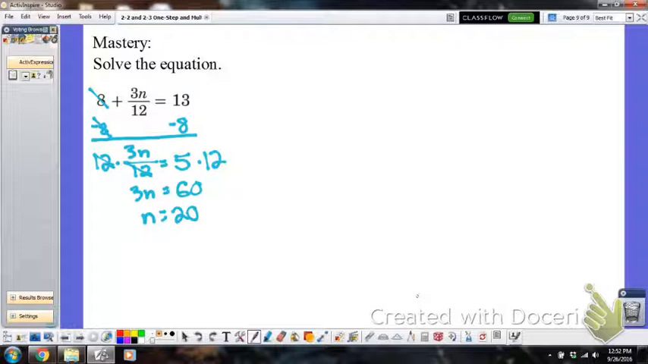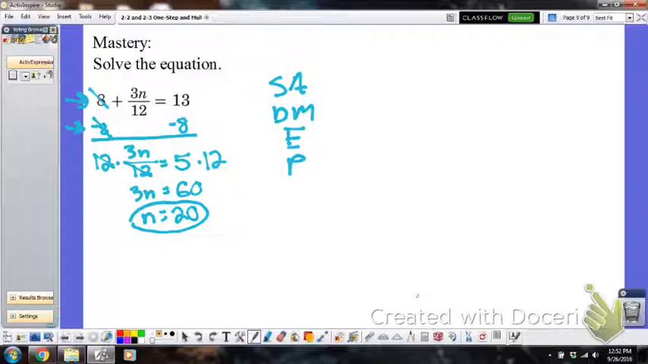So your solution is n equals 20. Now, if you had a hard time figuring out what to do first in this one, this is a perfect example where you can use the reverse order of operations. You can use your SADMAP. This is an excellent problem for that. Start with getting rid of your addition and subtraction. That's why we got rid of this 8 right here first by subtracting 8, rather.